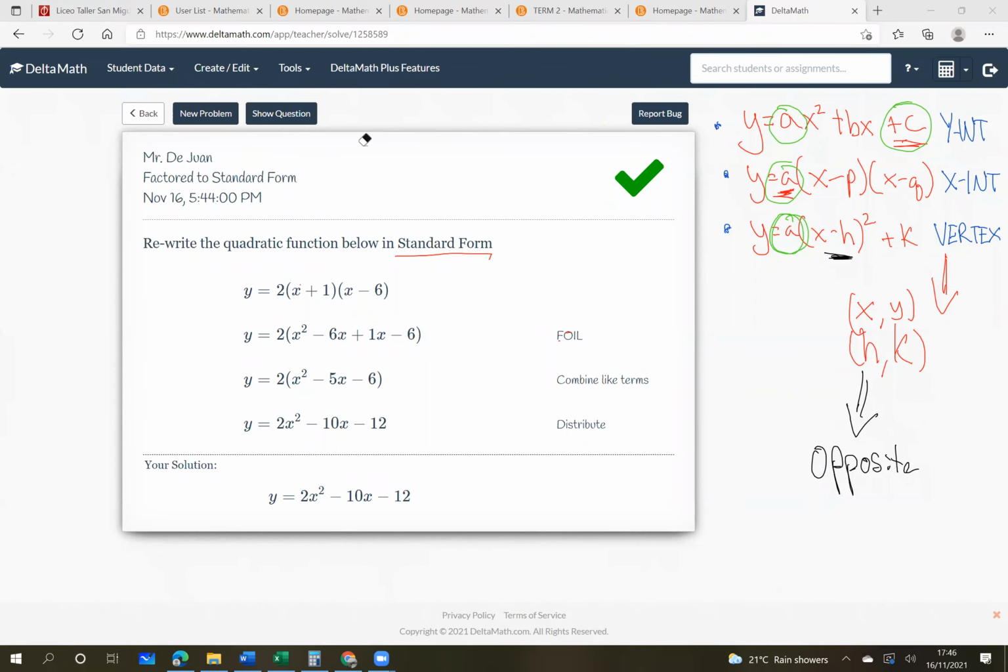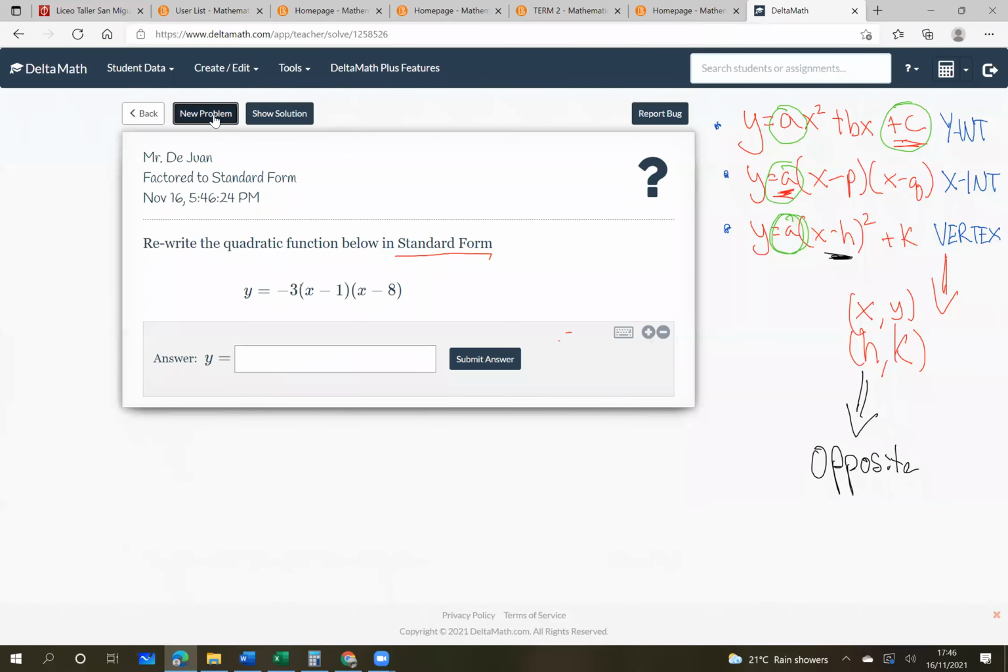Let's take a look at another one. Do a couple of these. This one, very similar situation. What are you going to do? Factored into standard form, meaning you have to do the multiplication. X squared, x times -8, -8x. -1 times x, -x. -1 times -8, plus 8. X squared minus 9x plus 8, right?